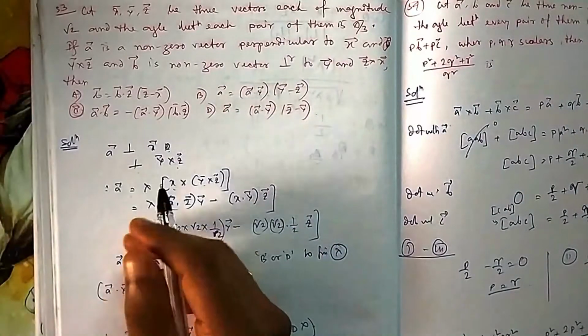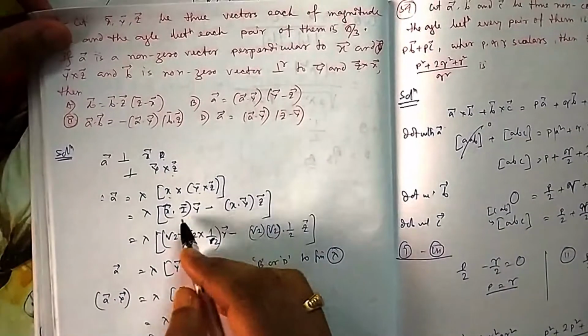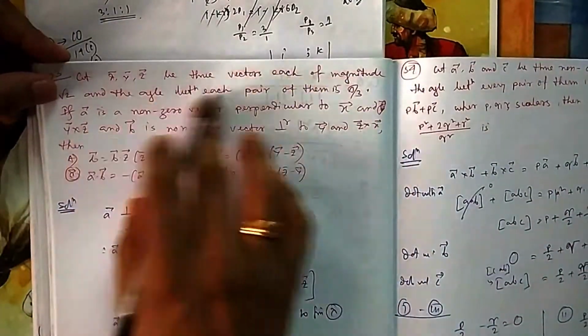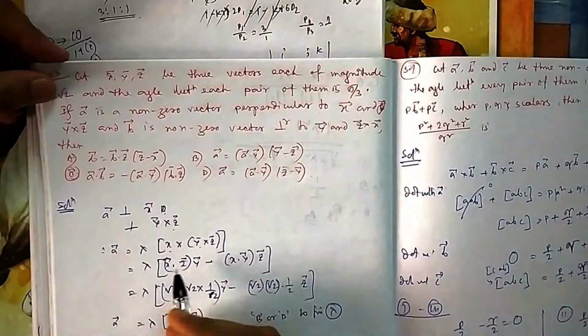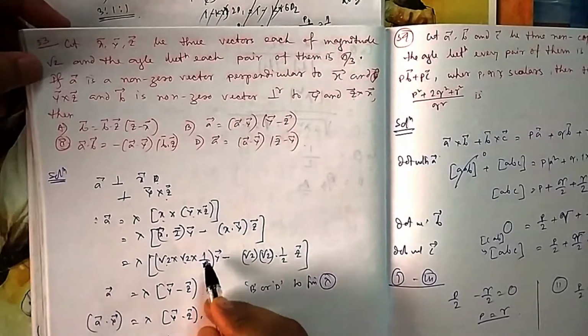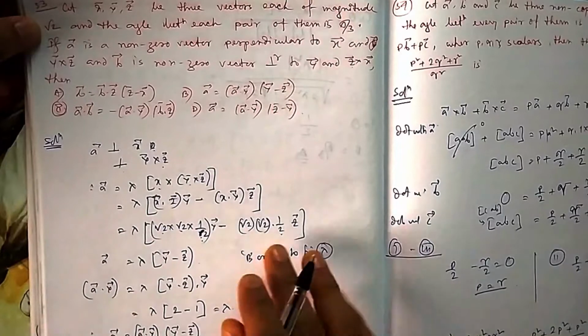So lambda will take care of whether it is plus, minus, or 2 unit, 3 unit, how much distance you want to go. So this is this value, and everything is given, because the magnitude is also given, and the angle between them is also given, so you can easily calculate the dots, magnitudes, and the angle between them is pi by 3, so cos theta. So you can calculate it. So this is your A.